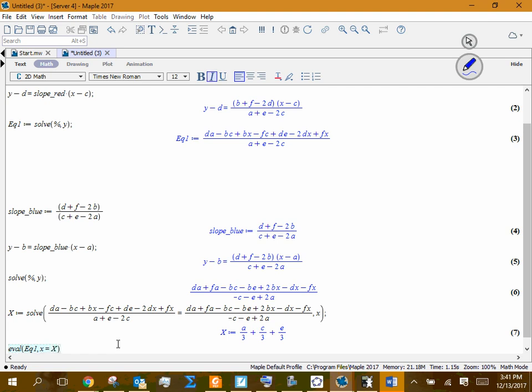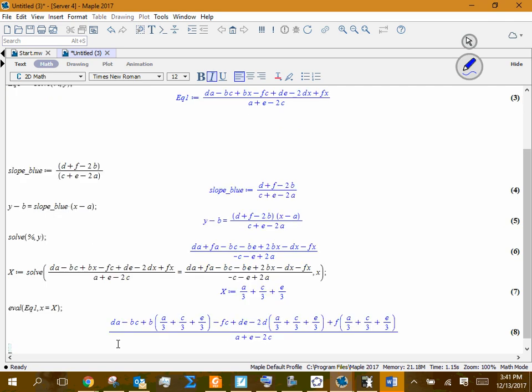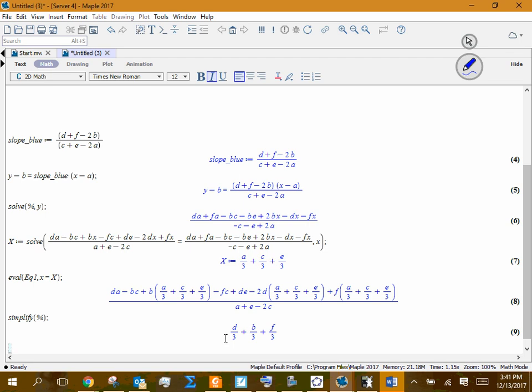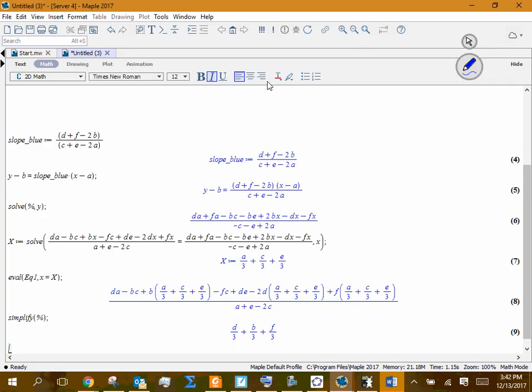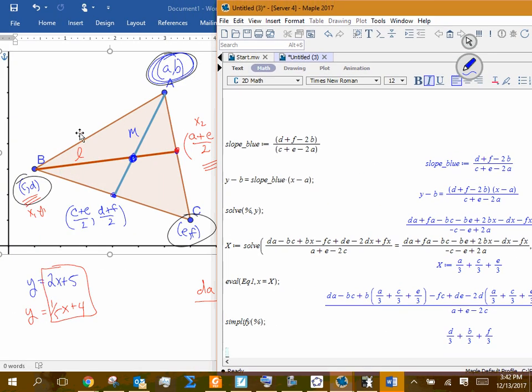So this is what you would do in a system of equations. Once you know what X is, you plug it back into an equation to solve for Y. If I do that, I get this number here. Okay, I'm going to ask it to simplify that. And there you see that you get D over 3 plus B over 3 plus F over 3. And if we go back to our original picture, D, F, and B are the Y coordinates, and you're simply adding those together and dividing by 3.